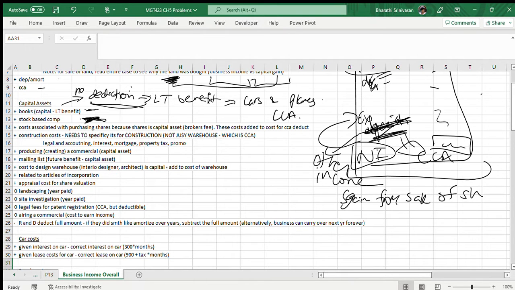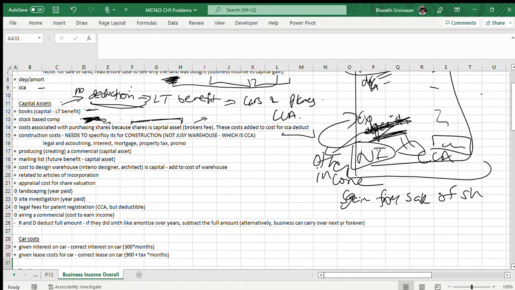Another thing is costs associated with purchasing shares. Shares are a capital asset, okay? So any cost associated with purchasing shares is part of capital assets. For example, any broker's fees, those things you have to add back, and they can be added to the cost of the actual shares for CCA deduction.